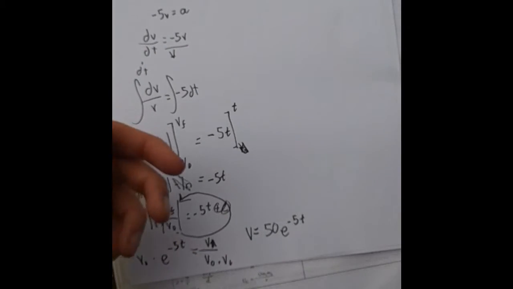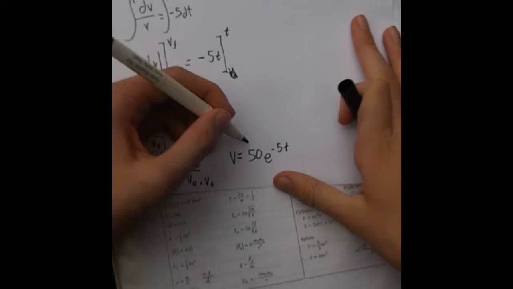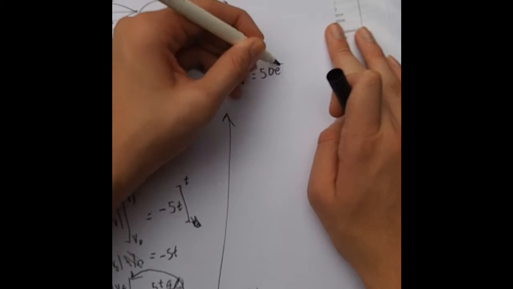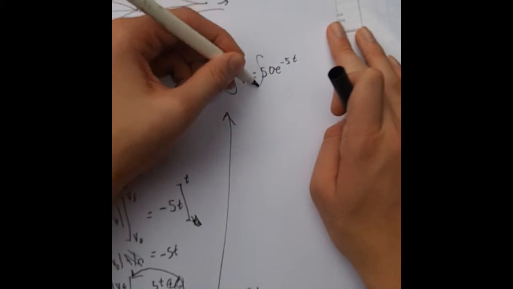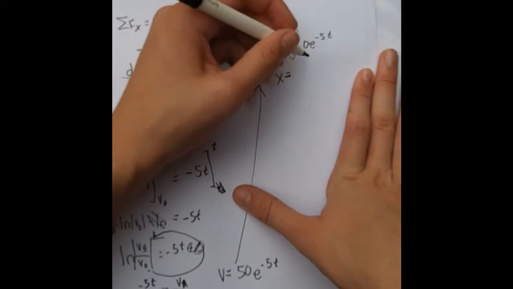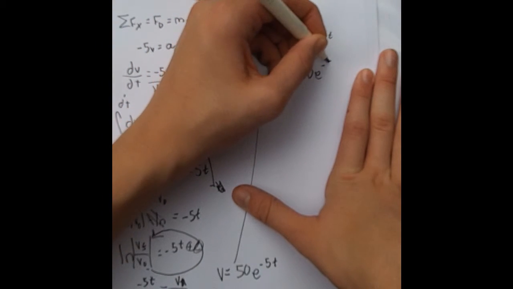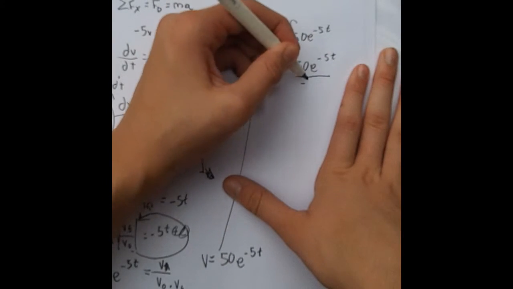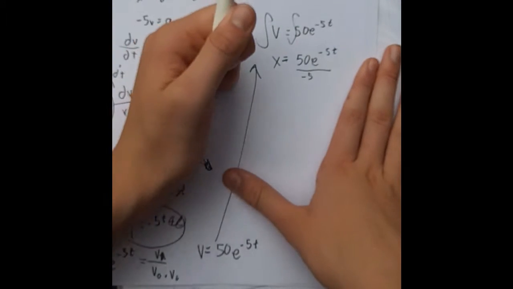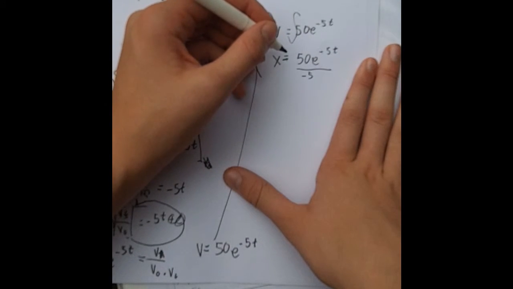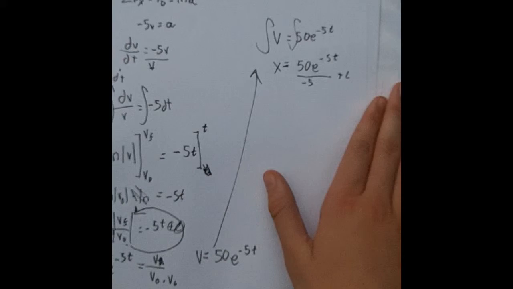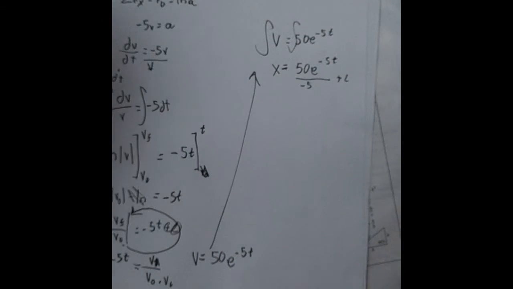Right, gotta take the integral one more time. So now, go up here. V equals 50 e to the negative 5t. Take the integral of both sides. So what you gotta do is you have x equals 50 e to the negative 5t divided by negative 5, plus c. This just makes it easier to read in the equation at the end.